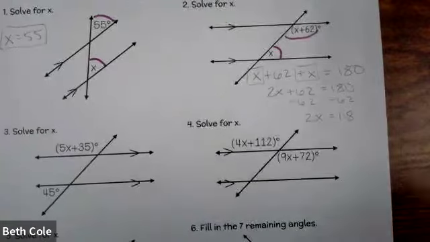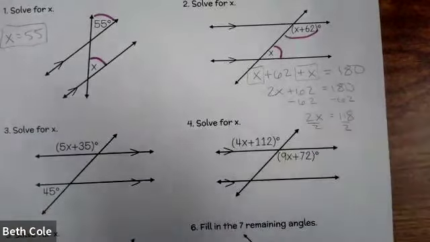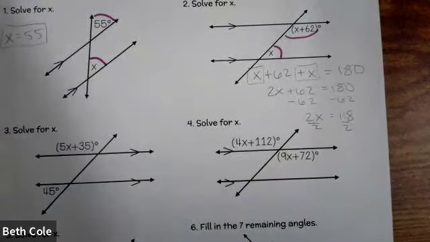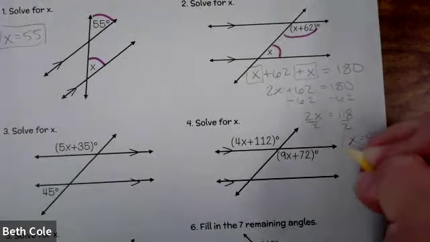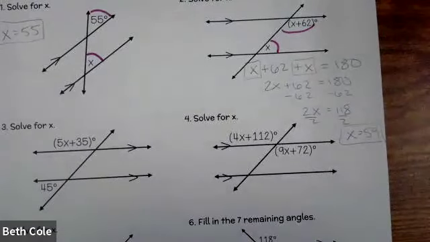Stop talking over me. Good. Divide by 2. So we're going to do 118 divided by 2. I got 59. So x equals 59. Good job. Very nice. This is exactly what your classwork is going to be like. All right, so look at the next one.